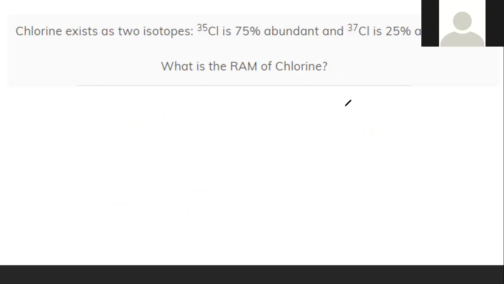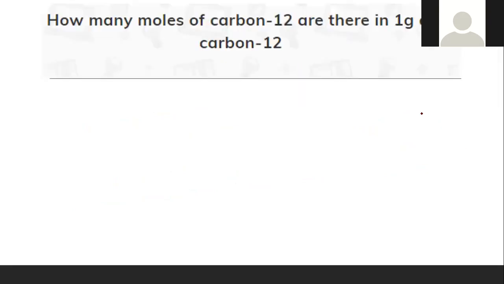You can then get questions like this. How many moles of carbon-12 are there in 1 gram of carbon-12? So it's a mole question. Mass over relative molecular mass will give us how many moles of something there is. Well, we've got 1. We know its relative molecular mass is 12. Well, actually, we don't need to change that. That's our answer. It's 1/12.